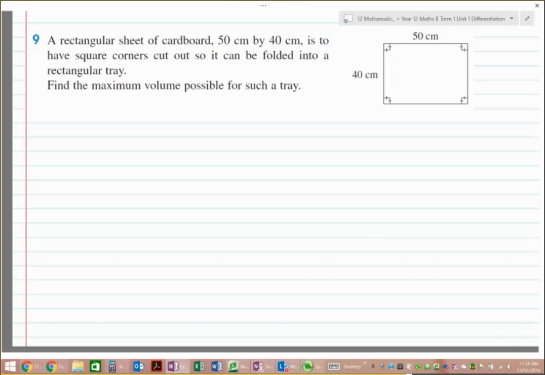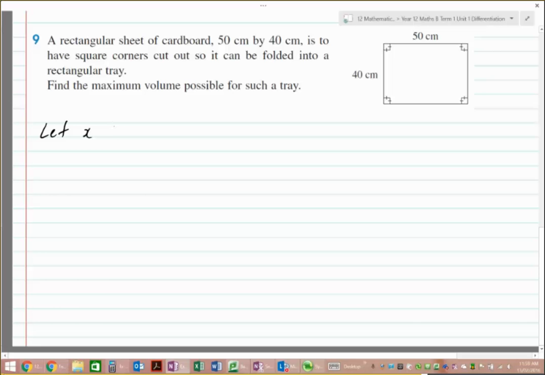Alright, a rectangular sheet, 50 centimeters by 40 centimeters, is to have square corners cut out so they can be folded into a rectangular tray. So this is going to turn into a rectangular tray, like a three-dimensional tray. Alright, I'm sure you've done this example last year.